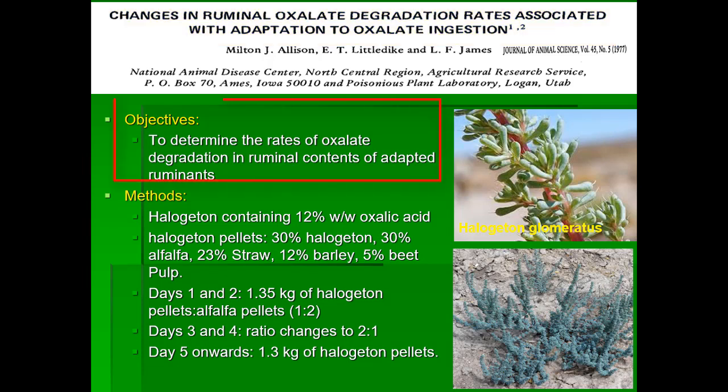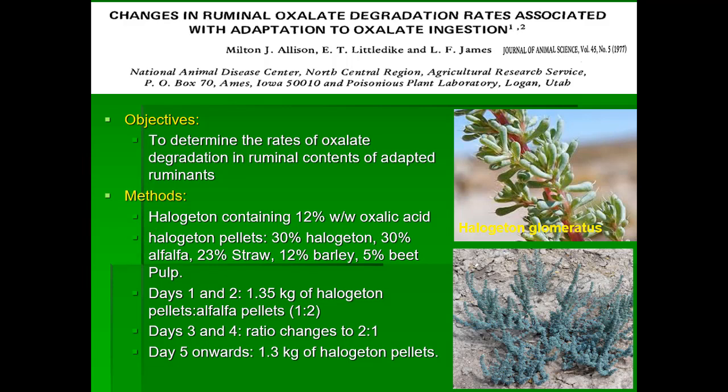So the objective was to determine the rates of oxalate degradation in ruminal contents of adapted ruminants. And what they did is they selected halogeton, which is a desert plant with very high concentrations of oxalic acid, in this case 12% of its wet weight. And they made pellets with 30% halogeton and other types of feed.